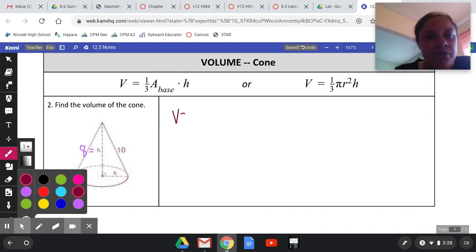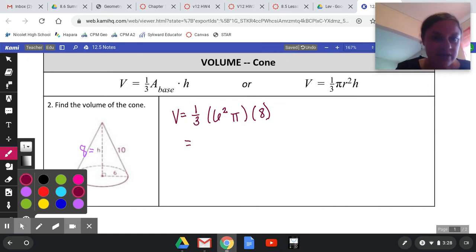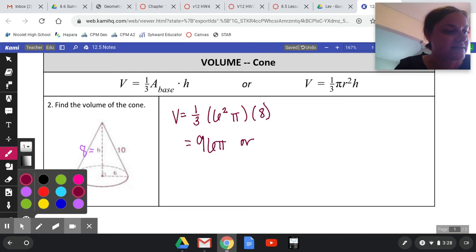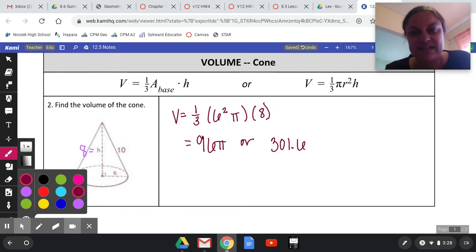So volume is equal to 1/3 times the area of my base, which is 6 squared pi, or 36 pi, times the height of my 3D object, which is 8. Okay, and I am just going to enter this all into my calculator. So 1/3 times 6 squared times 8 would give me 96 pi is my exact answer. And if I want to get my decimal approximation, I would multiply that out, and it would be 301.6 cubic units.